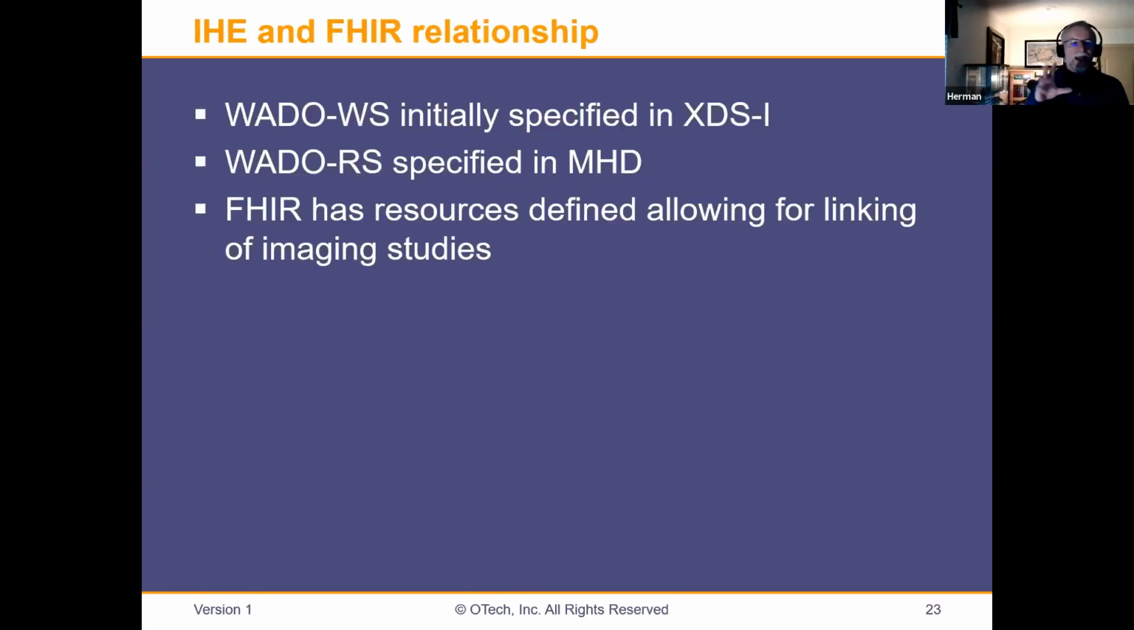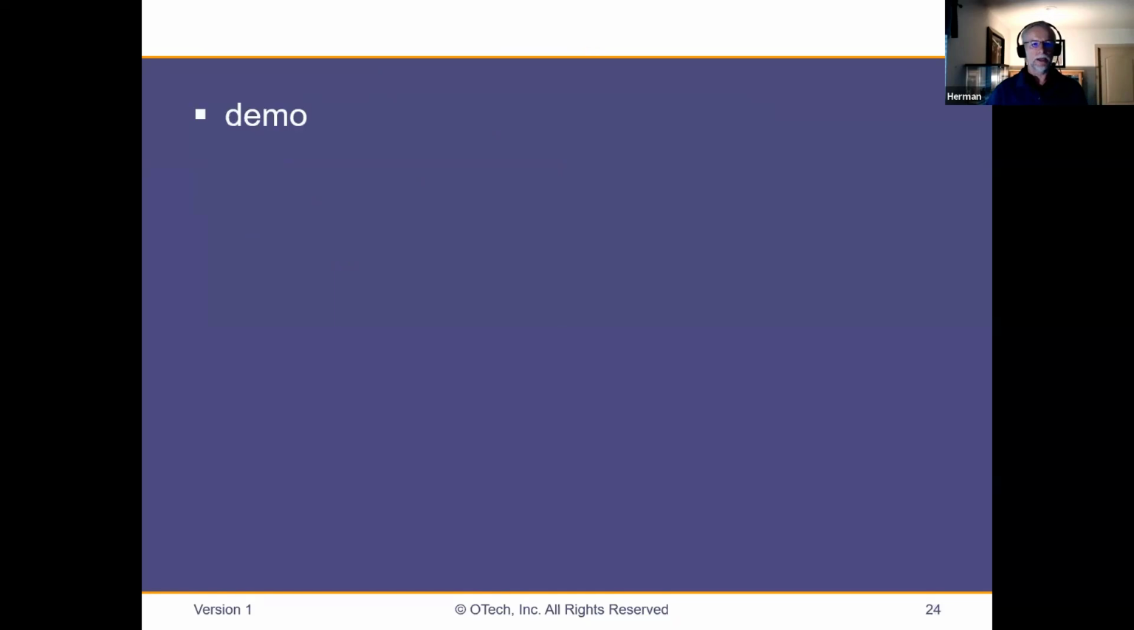Now, again, the WADO-WS was initially specified in the XDS-I. The WADO-RS is specified in the MHD. What I'm referring to, XDS-I and MHD, are different IHE profiles. So MHD is Mobile access to Health Documents. So it's where the WADO-RS actually resides. So it's also supported by the IHE profiles. And then FHIR has resources defining the linking of the studies. You have a FHIR ImagingStudy resource, and it will contain a link to a study, series, or sub-instance UID that you can pull with your DICOMweb.